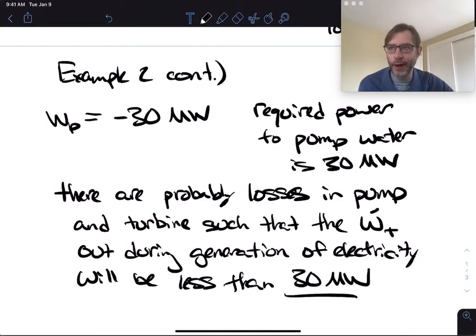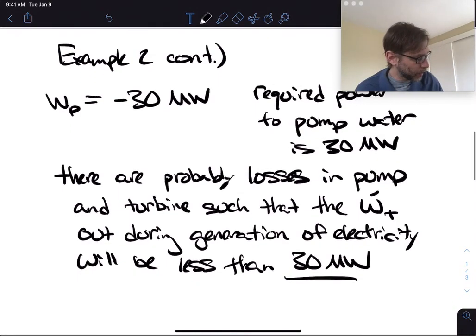Probably on Friday even we're going to start talking about irreversible systems and reversible systems. So stay tuned for that.